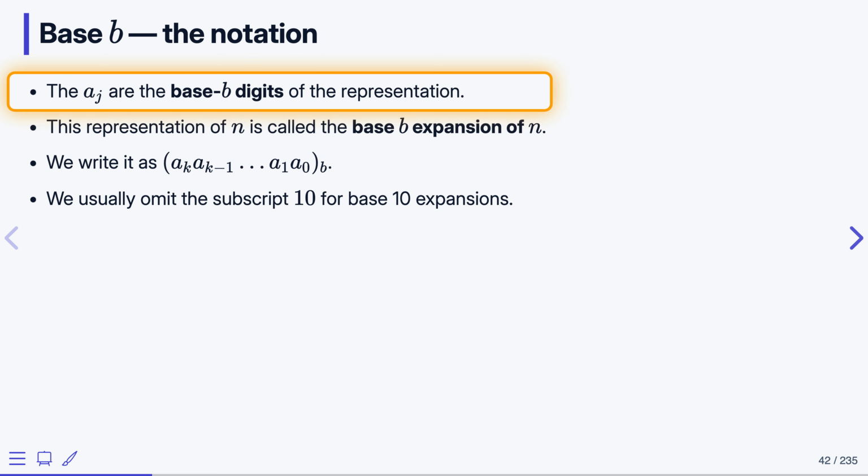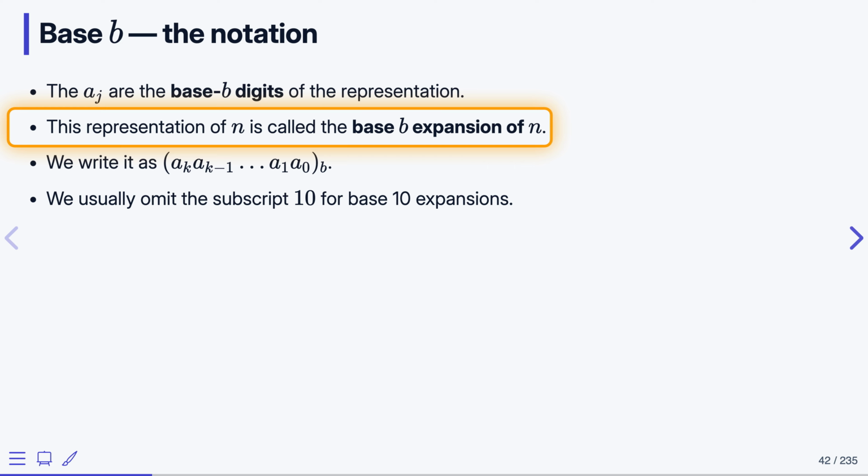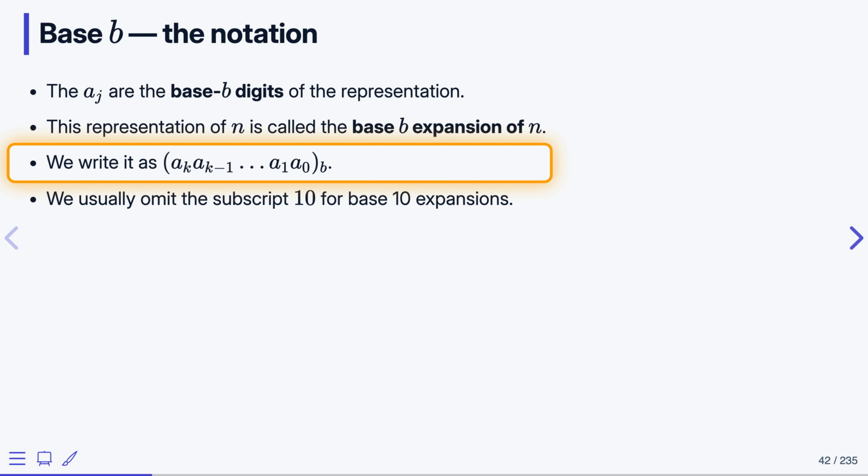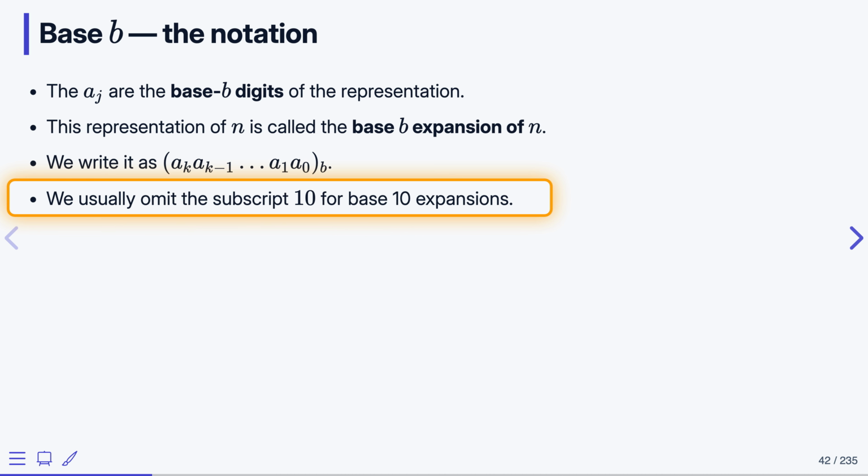Now the notation. The numbers a sub j are called the base b digits. The whole thing is called the base b expansion of n. We write it as the string of digits inside parentheses, with a small b below. So the little b at the bottom right tells you which base you are reading. For base 10, we usually drop the little 10, because base 10 is our default.